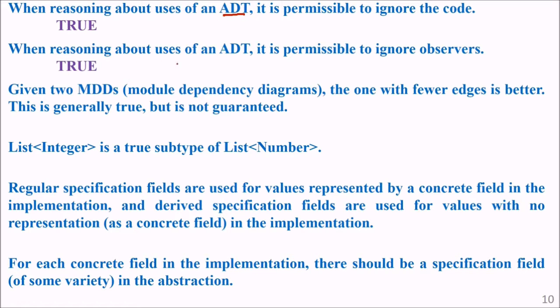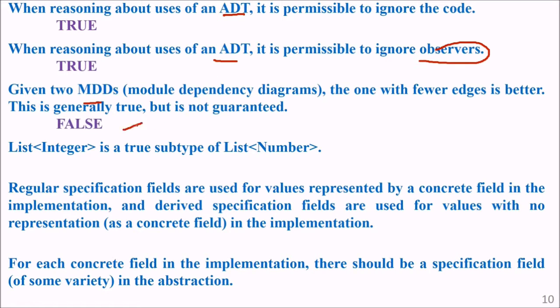When reasoning about uses of an ADT, is it permissible to ignore the observers? This is also true. When comparing two MDTs, that is module dependency diagrams, the one with fewer edges is better. This is generally true, but is not guaranteed.